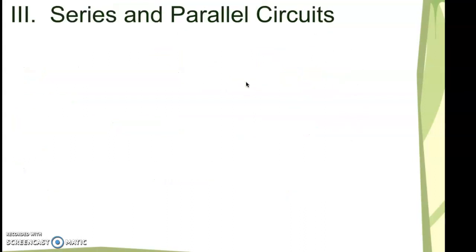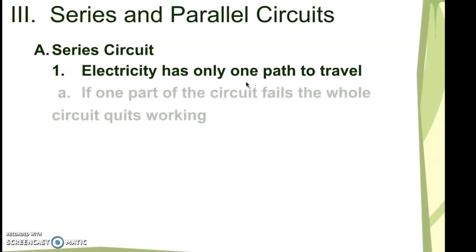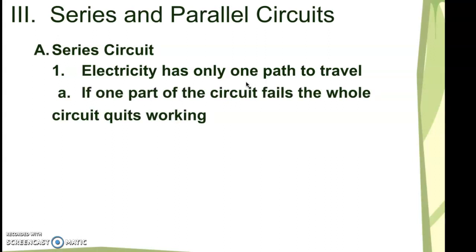So we will be talking about this week's series and parallel circuits, but today just focusing on series. In a series circuit, electricity only has one path to travel versus having several branches. It's just one simple path. And the bad thing about that is it's kind of vulnerable in the sense that if one part of the circuit fails, the whole circuit quits working. So if a bulb burns out or there's some corrosion on a wire, the whole thing is going to fail.